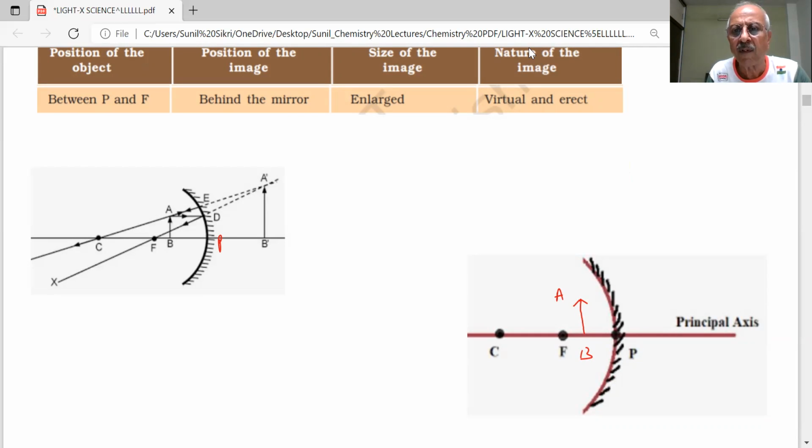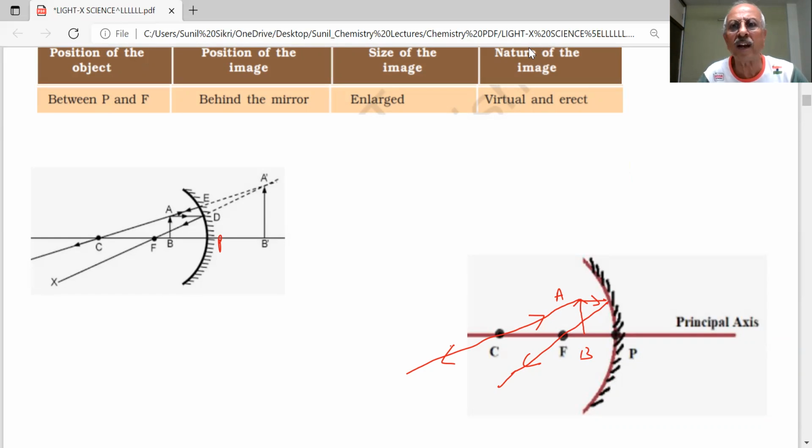How will we draw? First rule: parallel to the principal axis, it passes through the focus. Second, if the second ray passes through the center of curvature, it is reflected back along the same direction. Now they cannot meet in front of the mirror. Can they meet in front of the mirror? Tell me. These rays are diverging. They cannot meet.